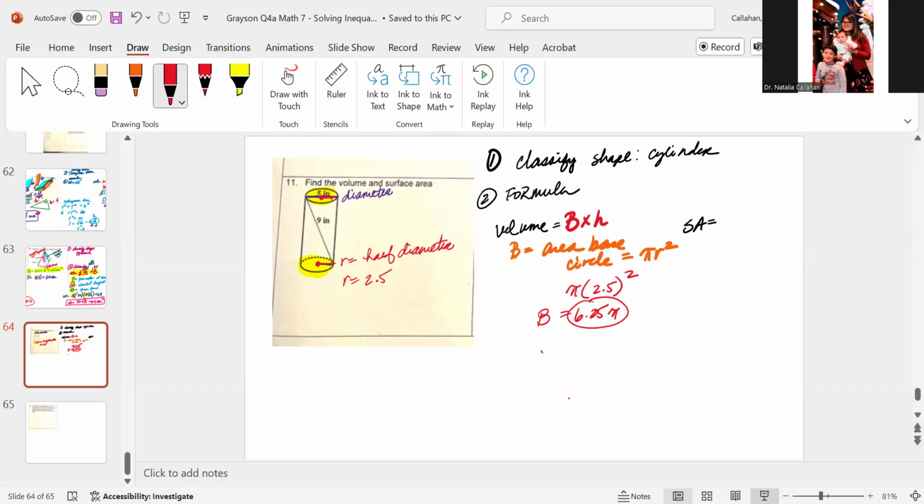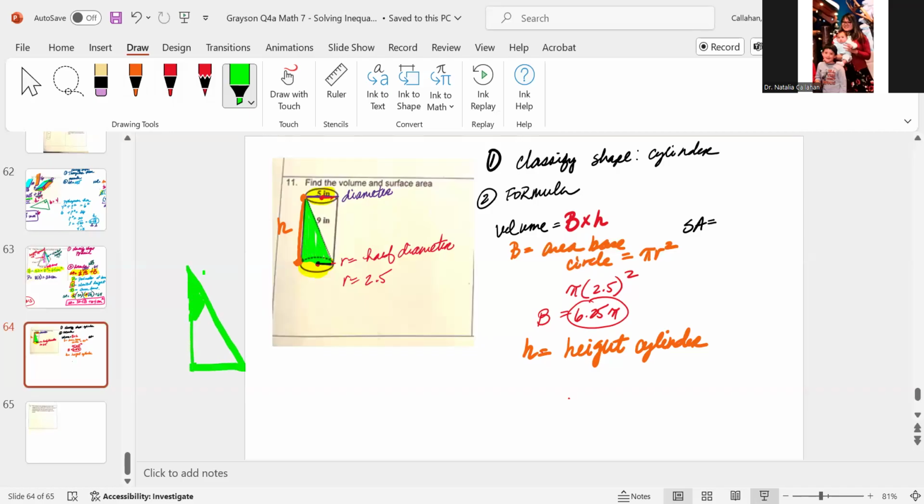Okay. Now what is the height? Height is just the height of the cylinder, which is this part right here. Do you see that? But it's not giving you that. It's giving you 9, which is the triangle that's inside of it. So we're going to draw that green triangle right here so we can go ahead and solve for it, okay? And you might have to do the same, just so you know what it looks like.